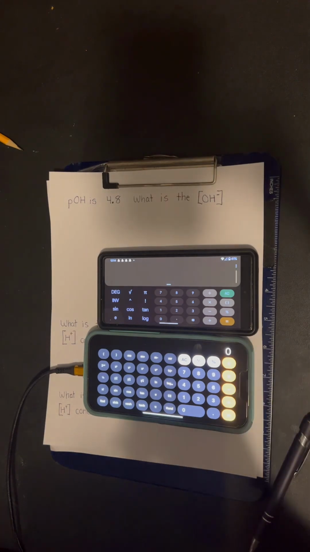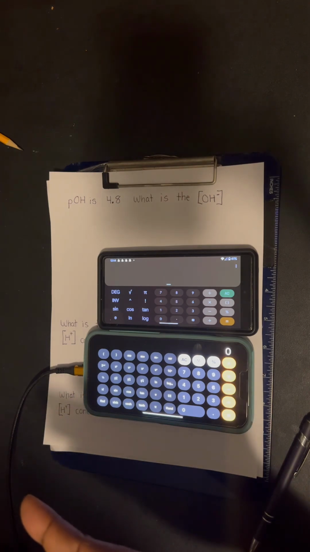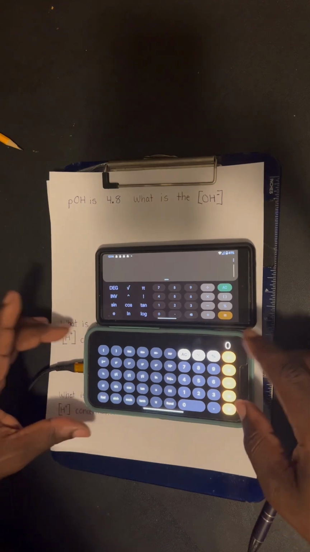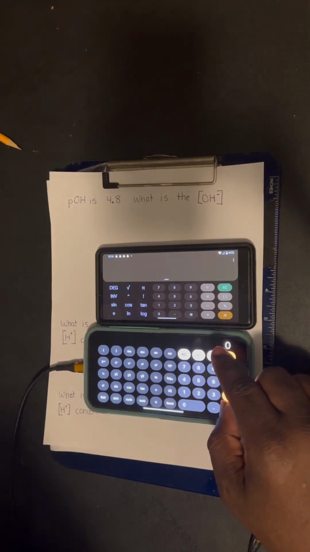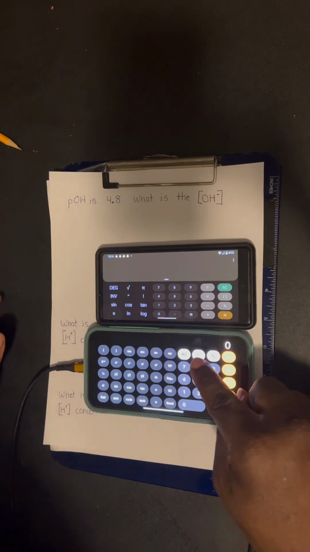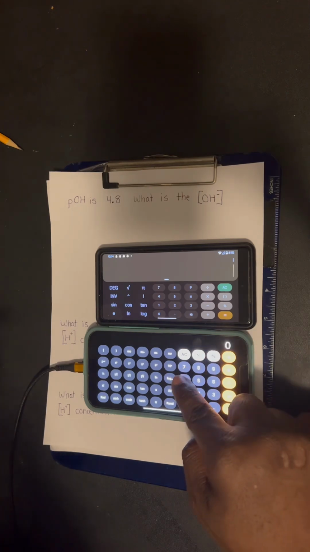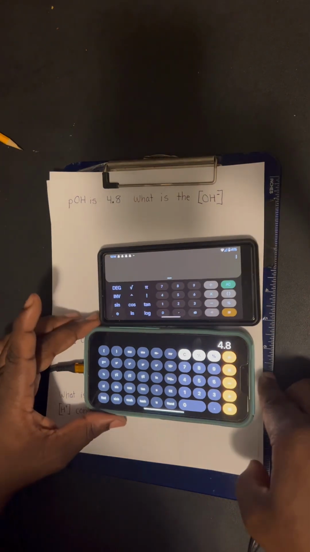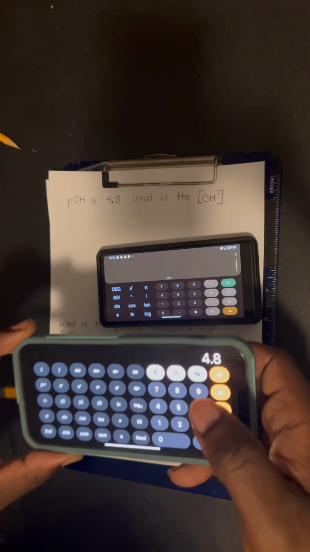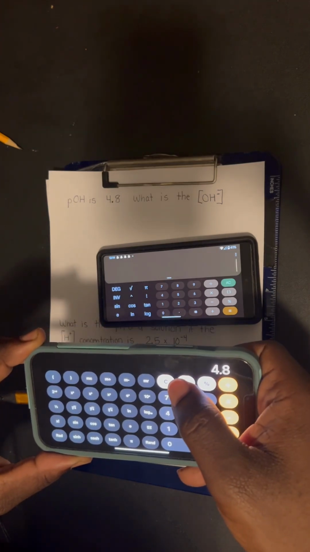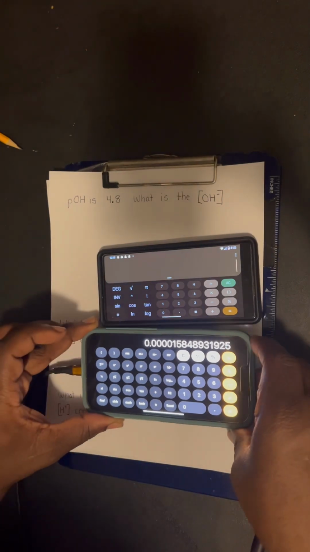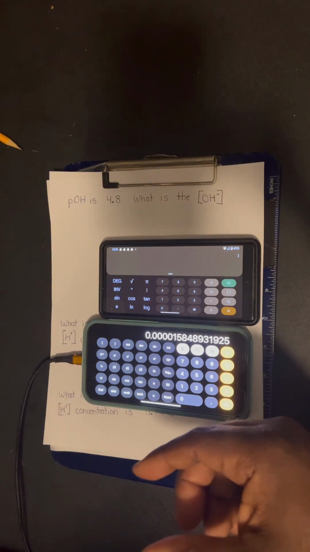So when you're trying to find the hydroxide or the hydrogen concentration on the iPhone calculator, the first thing you're gonna do is type whatever the pOH or the pH is. So the pOH is 4.8, so I'm gonna write 4.8, and then I'm gonna press the negative key at the top, up here by the C, and then I'm gonna press right here where it says 10x. So once you press that, you get this. It's in decimals.